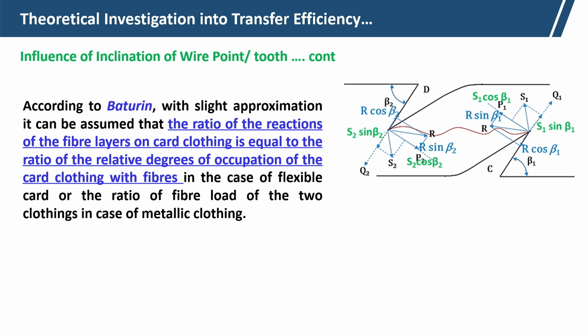So, according to Baturin, with a slight approximation it can be assumed that the ratio of the reaction of fiber layer on the card clothing is equal to the ratio of the relative degree of occupation of the card clothing with fibers. In the case of flexible card, or the ratio of the load to the metallic card. So, in case of metallic card, it is a ratio of the load.